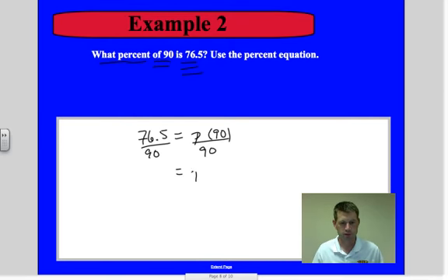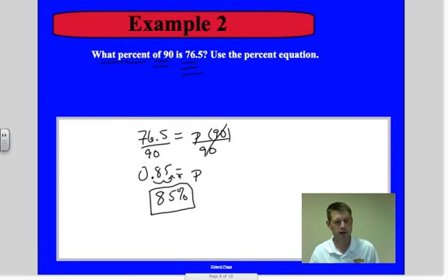Okay, when we do that, this cancels to give us P. 76.5 divided by 90 gives you 0.85. Well, does that mean 0.85%? No, not really, because this is as a decimal. Okay, we need to move this decimal 2 spots or multiply it by 100, which means that our percent is 85%. Okay, so it's just kind of like figuring out your grade. You had 0.85, it means you had an 85%. Okay, that's how you would work that problem out.